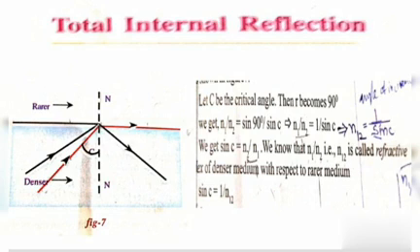So now we should place a semicircular glass disc in such a way that its diameter coincides with the interface line MM and its center coincides with the point O. Now send light from the curved side of the semicircular glass disc. This means that we are making the light travel from denser medium to rarer medium. So remember this point carefully.